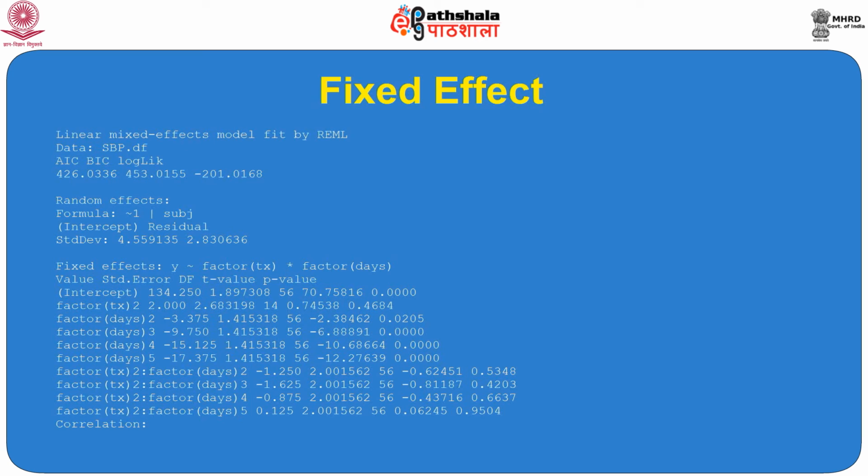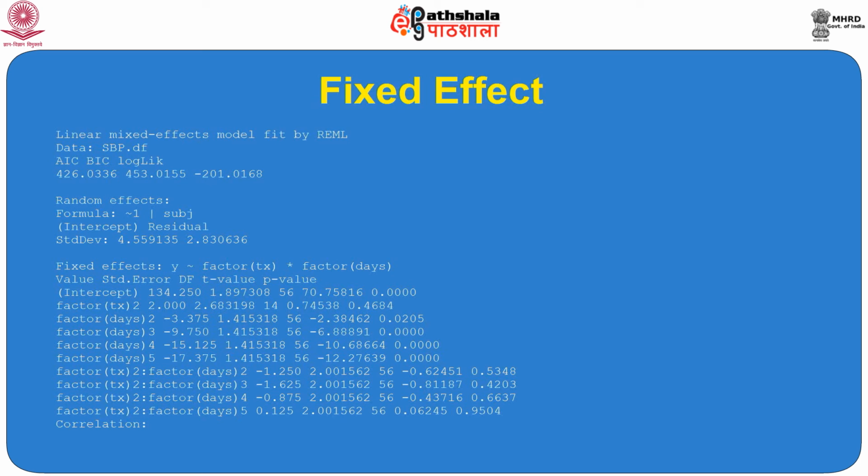So it shows that treatment 2 did not have a significant role in reducing the systolic blood pressure in comparison to treatment 1. Now coming to days 2, the coefficient is minus 3.37, standard error 1.41, degree of freedom 56, t value minus 2.38 with p value 0.0205. So it shows that days 2 has a significant reduction on systolic blood pressure in comparison to day 1.